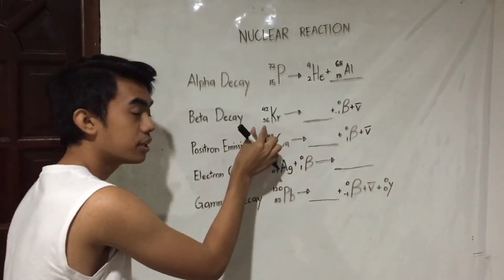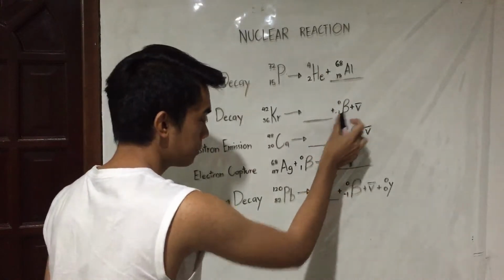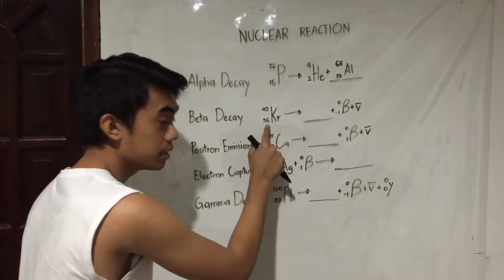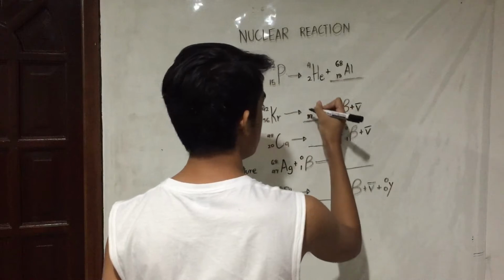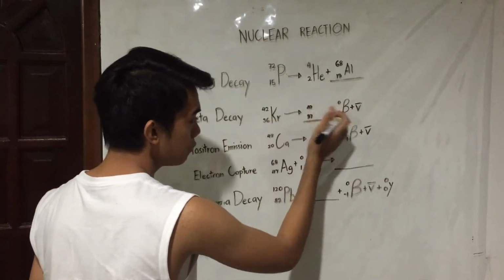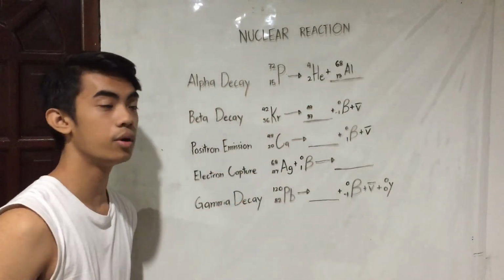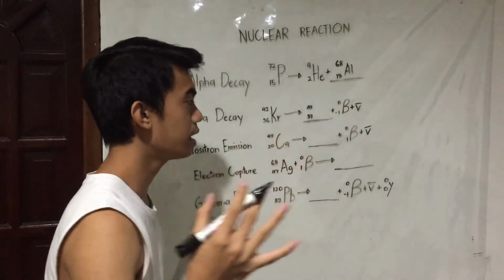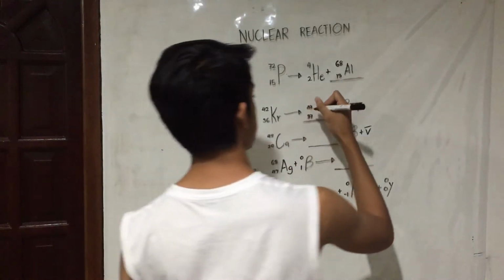Now, for the beta decay, all we have to do is find an element that is one atomic number higher than this because we have a minus 1 atomic number here. So, we have to find an element that has a 37 because it is higher than 36. 37, atomic weight, atomic number, then copy 42 because 42 minus 0 is still 42. Now what element has the atomic number of 37? And that is rubidium.